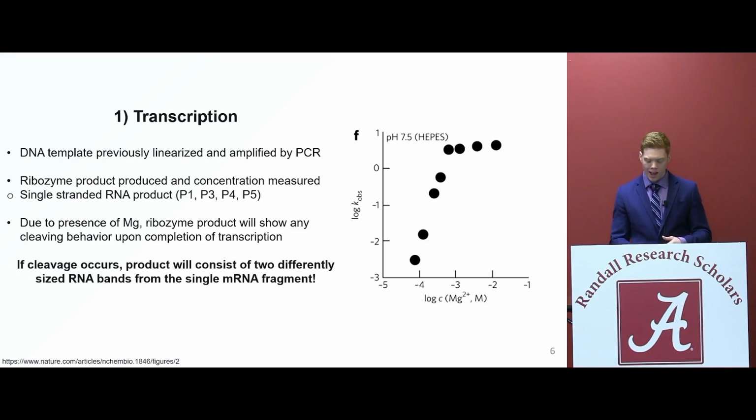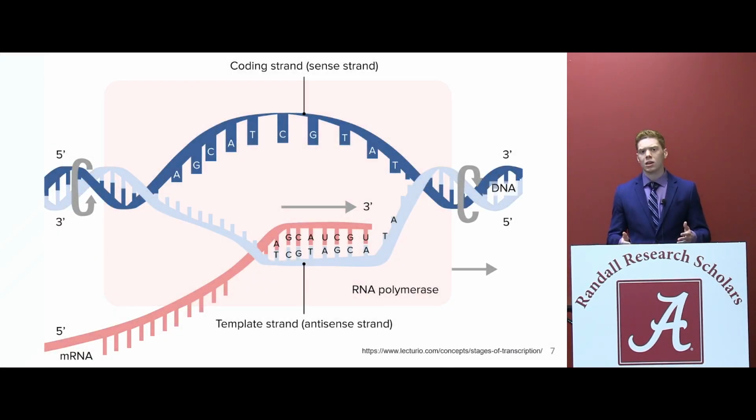Now, this diagram here gives a very general and basic look at what is actually happening in our transcription of the ribozyme. The DNA template, represented in blue, is separated, which allows RNA polymerase to interact and produce the mRNA fragment. This is the P1, P3, P4, and P5 fragments I was referring to. And as you can see, it is a single-stranded product produced from our DNA template.